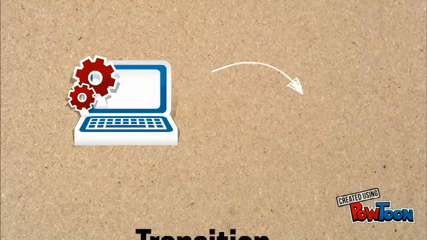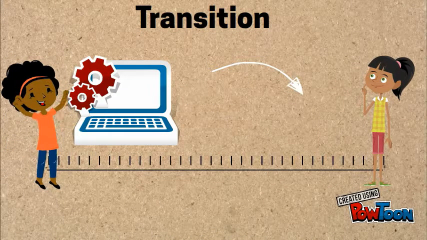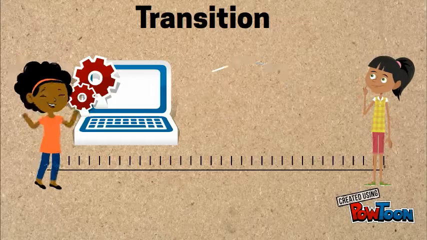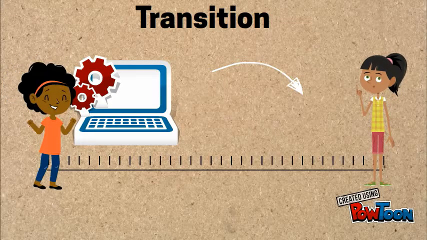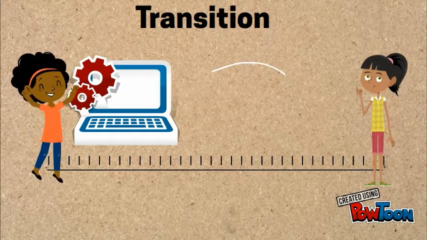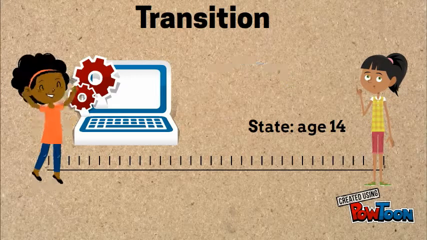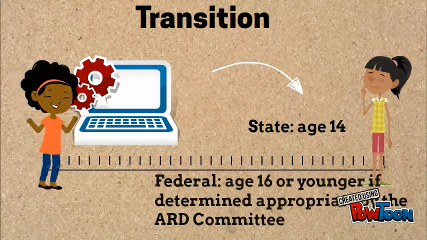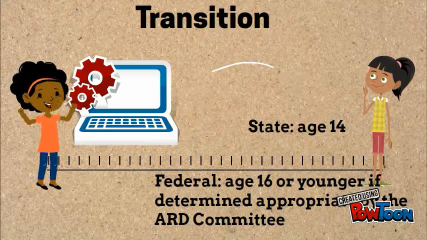IDEIA and state law require that IEPs for older students address transition services. Transition services are a coordinated set of activities designed to help the child move from school to post-school activities. Age of planning differs under federal law and state law. State law must begin by age 14 and federal law must begin by age 16 or younger.